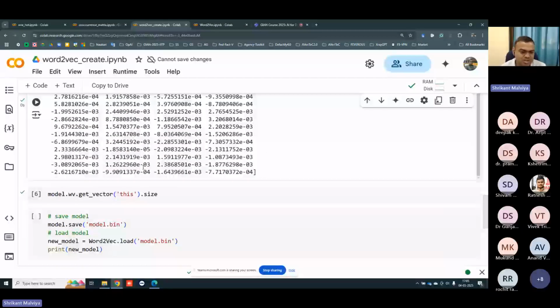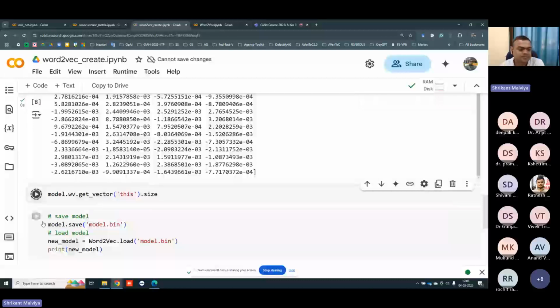And now we can use this word embedding for various tasks, whether to do the analogy or find out similar words or something like that. The best part is, let's also see the size of it. Okay, the size is 300.